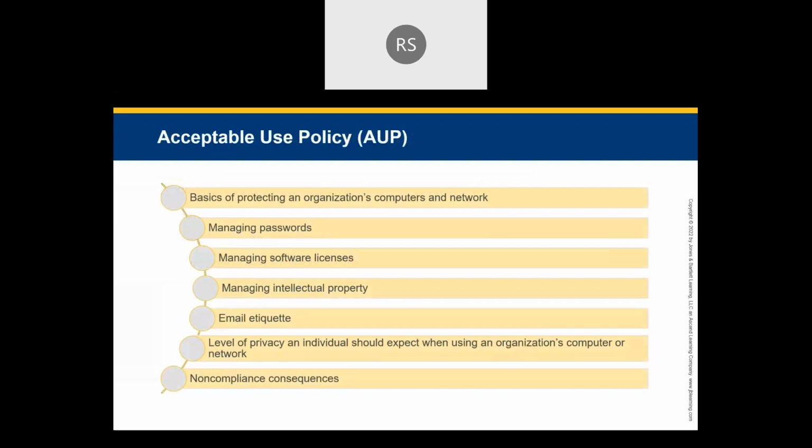The AUP also emphasizes the significance of creating strong, unique passwords and not sharing them with others. It may outline password requirements such as minimal length, complexity, and regular password changes to ensure account safety. It also addresses the proper use and management of software licenses. It informs users about restrictions on unauthorized installation, copying, or distribution of software, and emphasizes compliance with those license agreements.